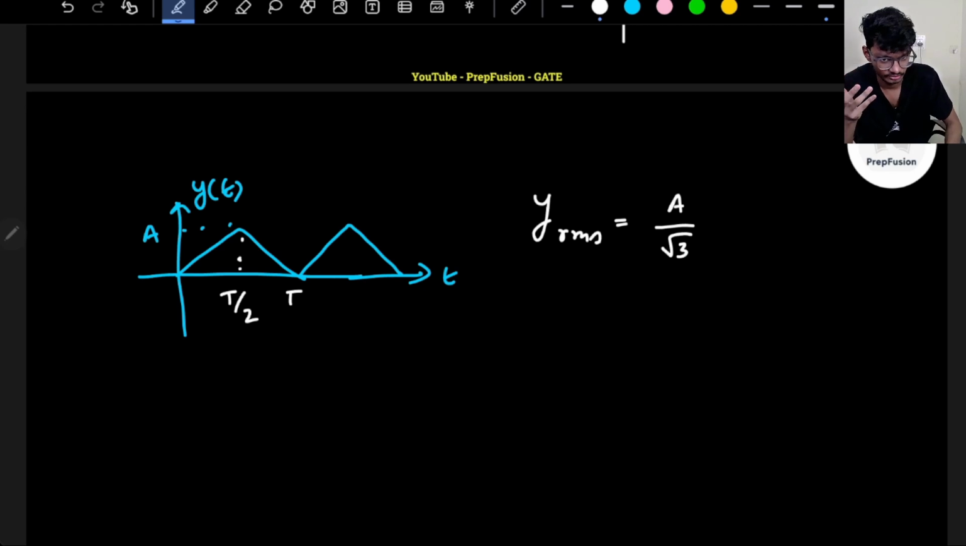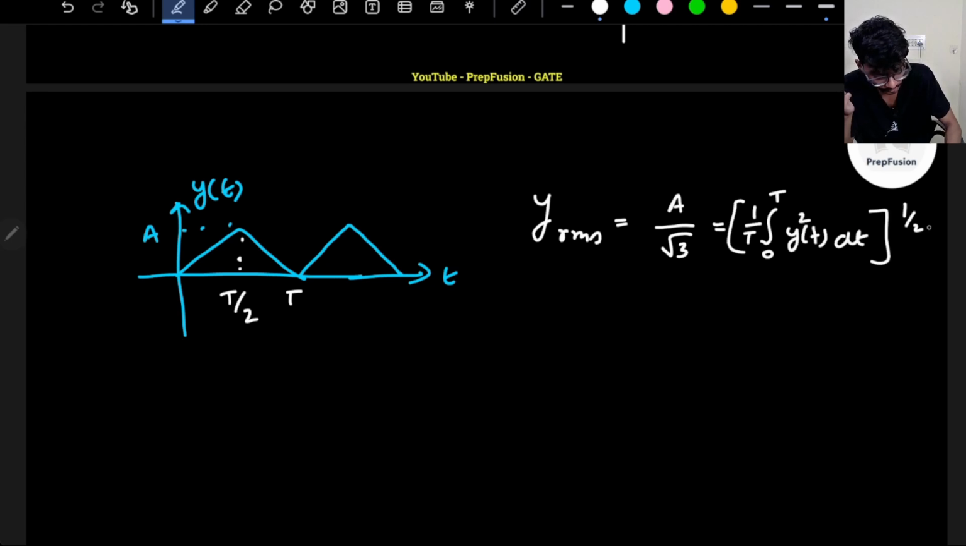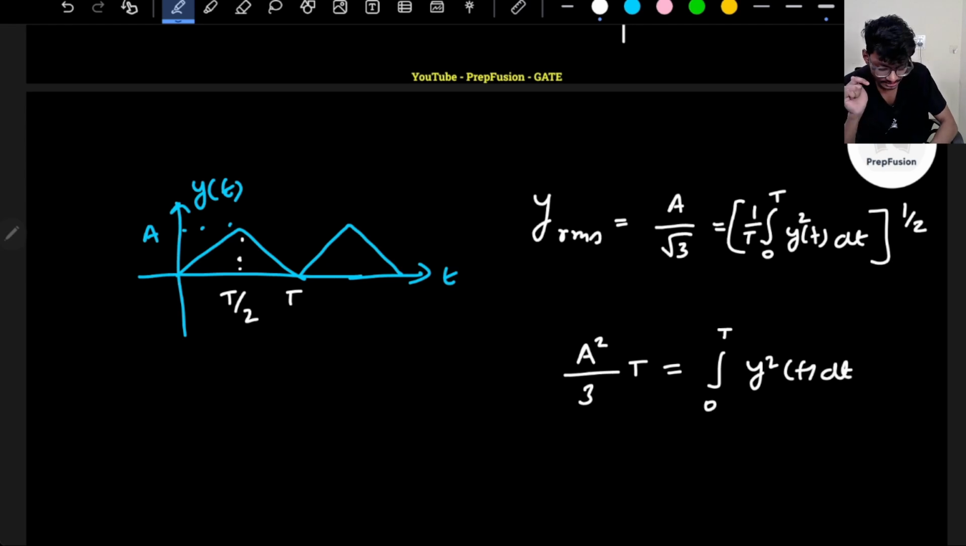Now what is the RMS value? It is the integration over the time period of y of t whole square dt, whole under root. Correct? If I take square on both sides and then multiply by t, the time period, I get a square by 3 into t equals the integration from 0 to t of y square of t dt. So this is the result that I get.